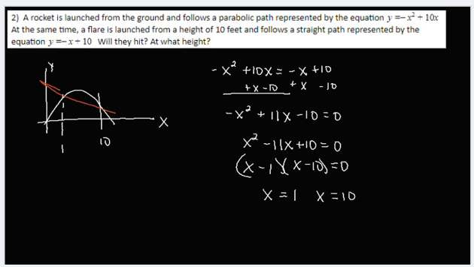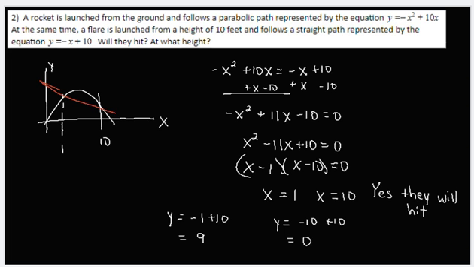So that means the first part is just yes, they will hit. And at what height? So they're going to hit when x equals 1 and when x equals 10. So they're going to hit when y equals negative 1 plus 10 and when y equals negative 10 plus 10. So that equals 9. And we're talking about feet, okay? And when y equals 0. So they will hit at what height? They will hit at 9 feet.